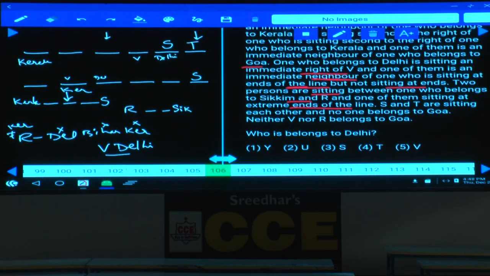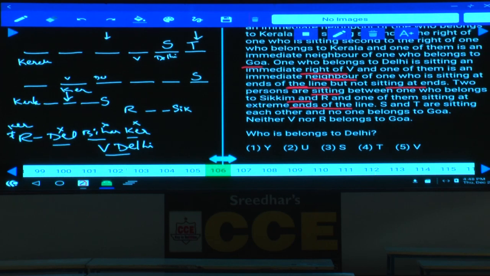S and T can be either at this place, isn't it? If S and T are here, then R does not belong to Delhi, Bihar and Kerala. As R does not belong to Delhi, Bihar and Kerala, what is the other possibility left over here?